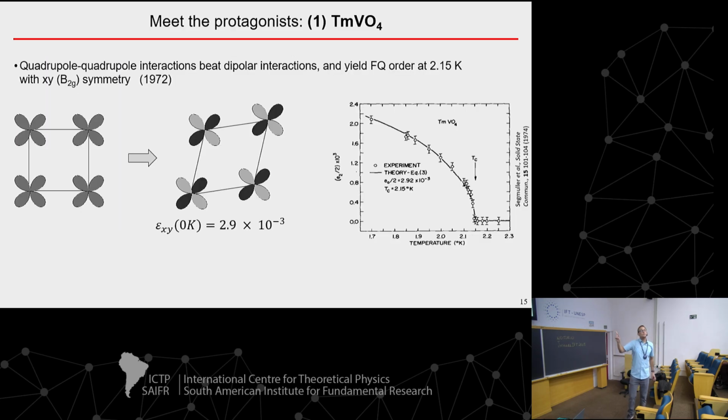All right, so in this material, it turns out that the quadrupole interactions are stronger than the interactions between the spins. And so this orders with a quadrupole order, and it's a ferro-quadrupole order. That happens at about 2 Kelvin, and that's been known since the 1970s.